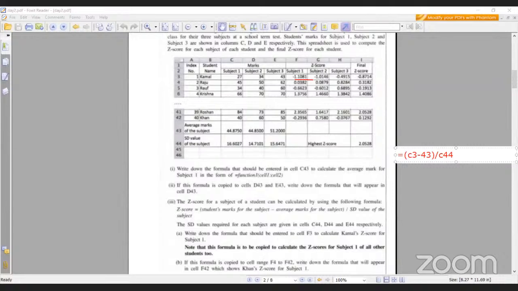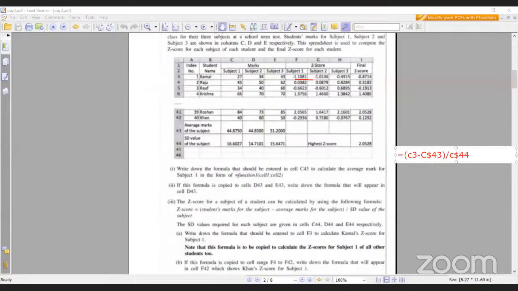Okay. That is also possible. So I'll put C$43. Right? Because when you are going downwards, you need to make only the row number absolute. Then again, when you are dividing by the SD value, you have to make C44 also absolute. You can either put C$44 with the dollar mark, or otherwise you can put C$44. That is also possible. Both ways you get marks, right?